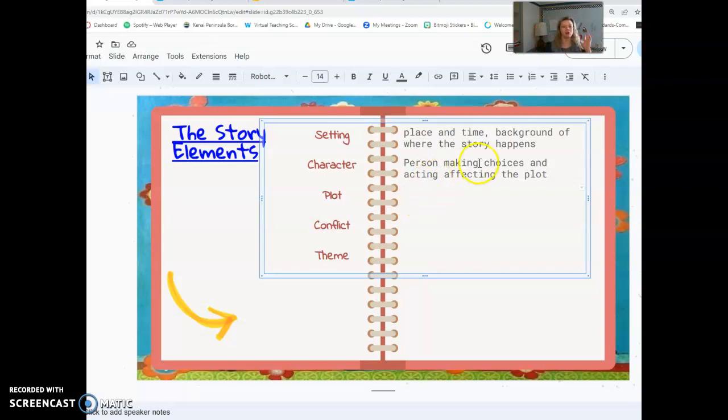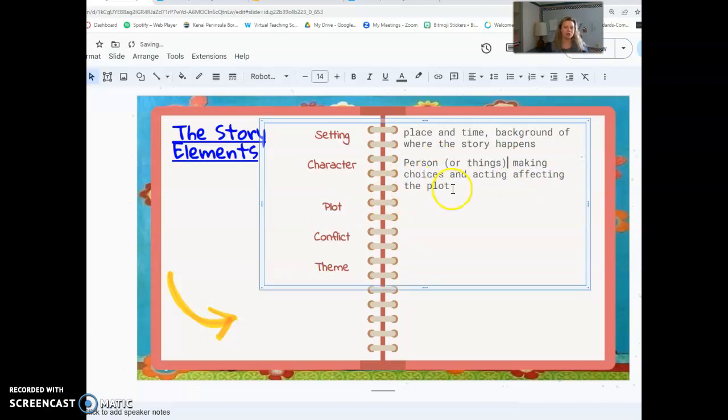Okay, so characters are people or things in the story making choices and affecting the plot. Generally we have a main character, a protagonist, which is pro, usually we're for that person, and an antagonist, anti, we're against that person. Regardless of how good or evil those two people are, the protagonist is who the audience kind of roots for, and the antagonist is the character that we kind of root against.